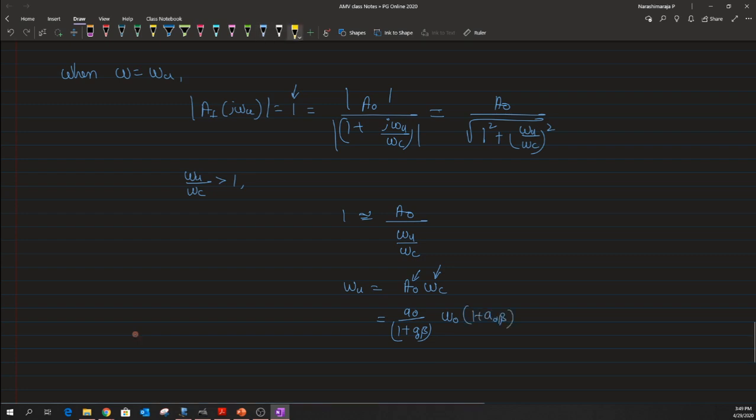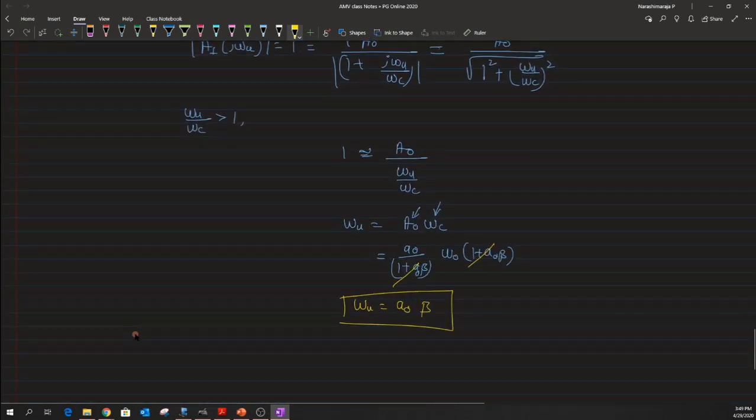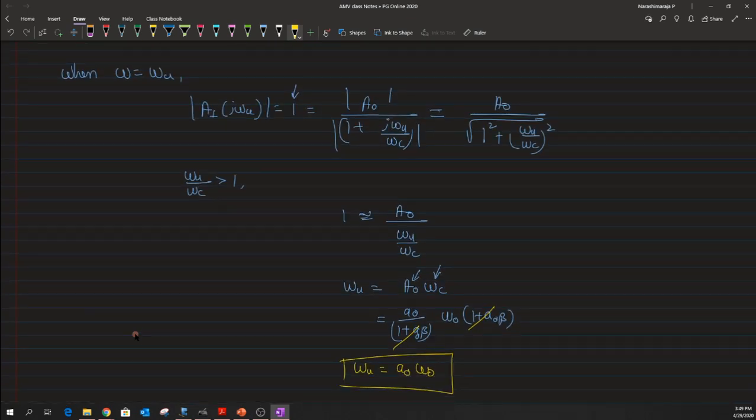So clearly you could see that these two quantities would cancel, and we get a value of omega u, which is nothing but the product of open loop gain times omega naught. Sorry, it is not beta, it is omega naught. So we have attained the same result that we had before. We got the same kind of result using both the open loop as well as the closed loop configurations.